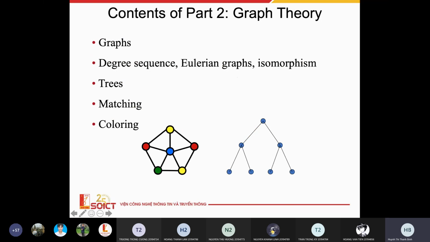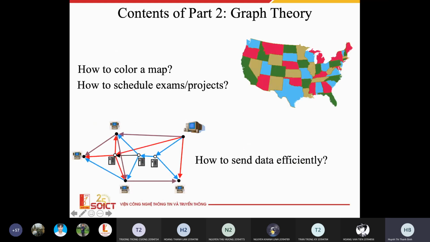In graph theory, we see what a graph is. So the definition of a graph, degree sequence, Eulerian graph, or tree, spanning tree, matching, coloring. And the question is how to color a map, how to schedule an exam or project, and you can model this kind of problem by a graph. And then you will find the solution by using some algorithm in graph theory.